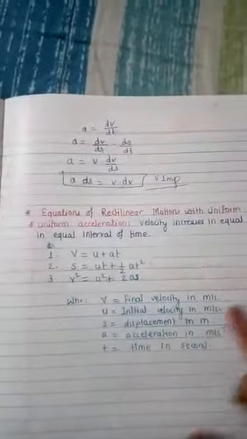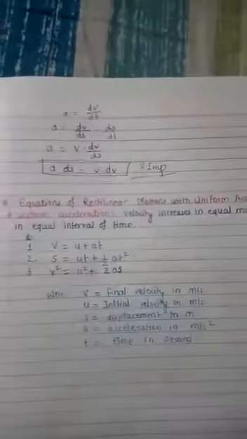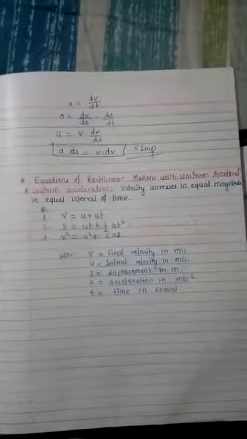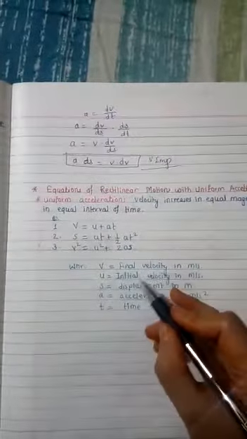The first part of this fifth unit is equations of rectilinear motion with uniform acceleration. So we have to study this.